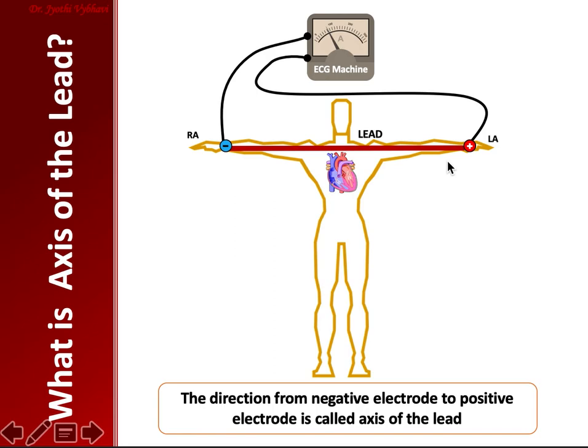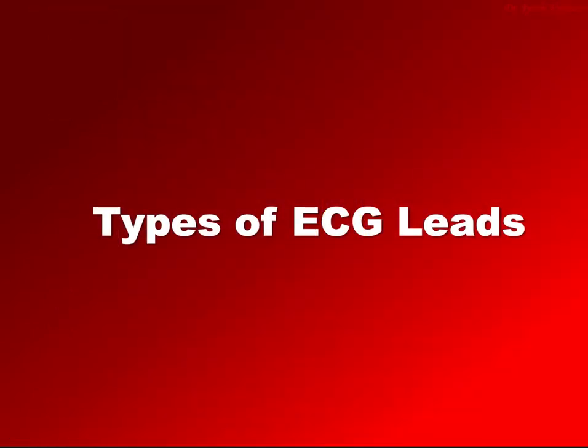In upcoming lectures, we shall also come across many axes like mean QRS axis, depolarization axis, different types of axes you will be hearing and learning. And when I say lead axis or axis of the lead, you shouldn't get confused. It's just an imaginary line drawn from the negative to the positive electrode. Now we have understood what is the ECG lead and what is the axis of the lead. Let's now learn what are the types of ECG leads.